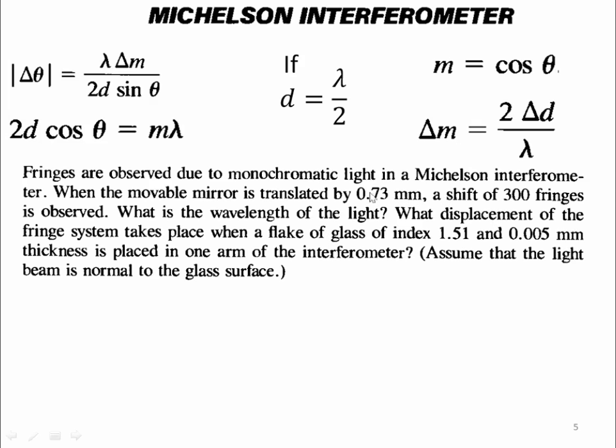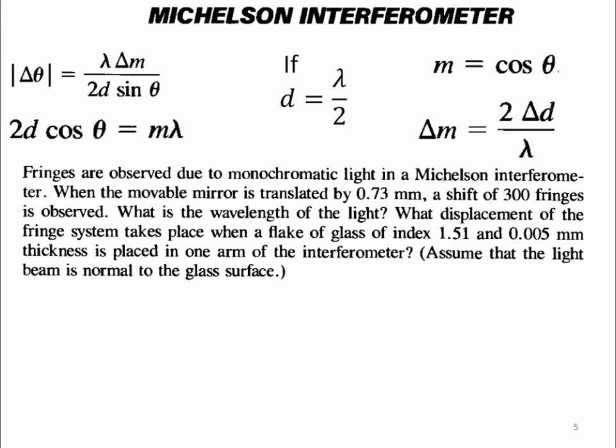So with the shifting of the mirror, we can count how many fringes have merged or moved to the center, because we are close to theta equal to 0 for this much movement. Suppose there is a shift of 300 fringes. The question is, what is the wavelength of light? This is also part of what we can call an application of the Michelson interferometer.